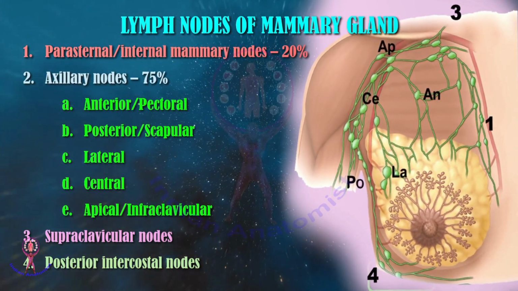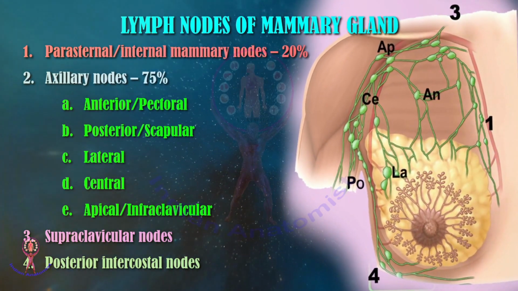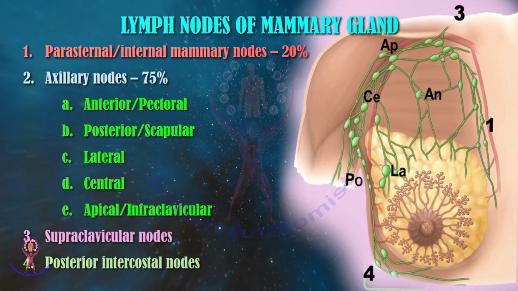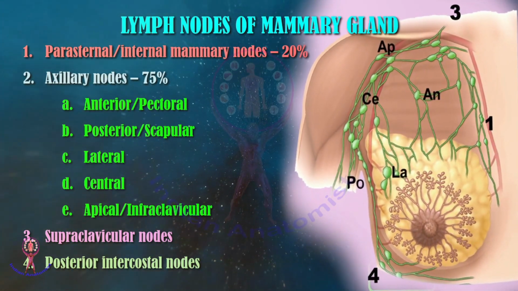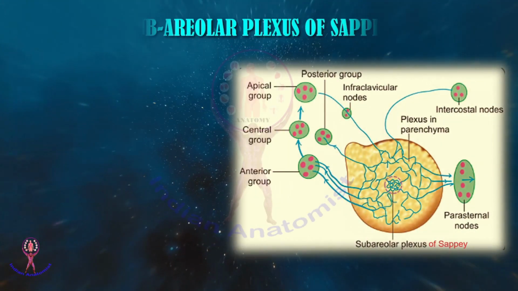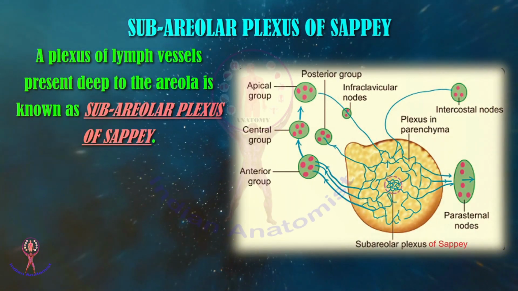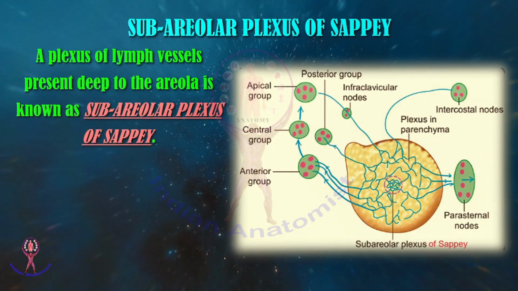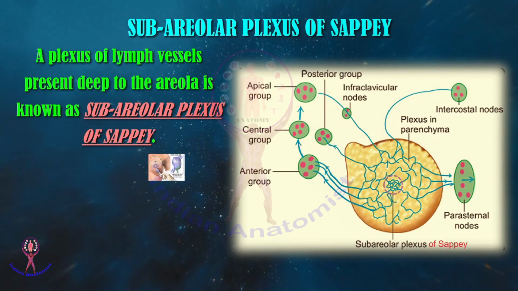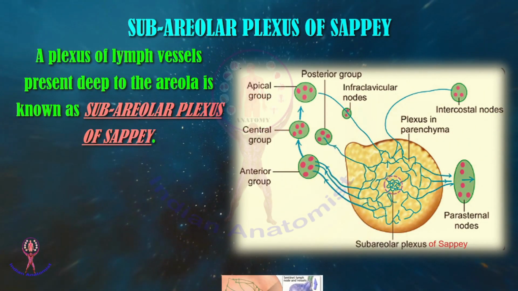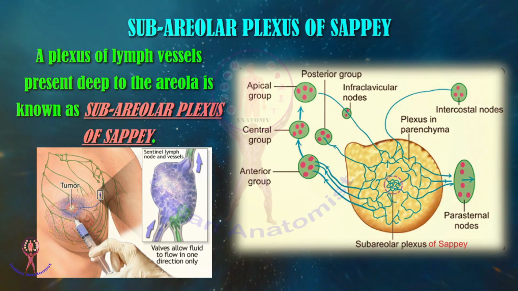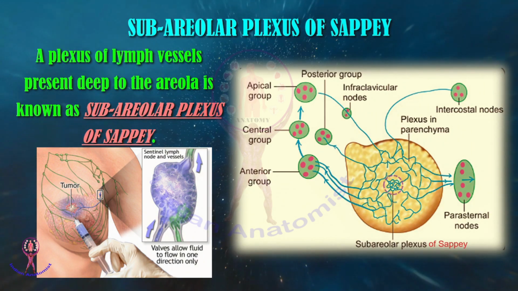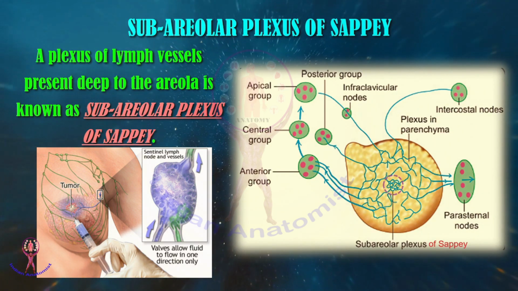The apical group drains into the supraclavicular group of lymph nodes. The remaining 5% of lymph drains into the posterior intercostal lymph nodes. There is a lymphatic plexus ring situated around the areola called the subareolar plexus of Sappey. Sappey's plexus is important for identifying the sentinel lymph node. A radiotracer or dye is injected into the subareolar route, which is the easiest way to infiltrate the lymph nodes.